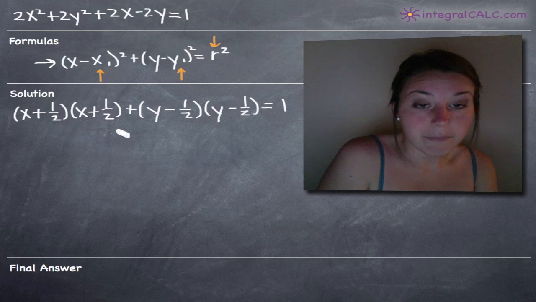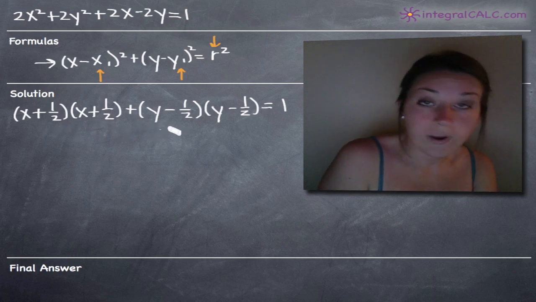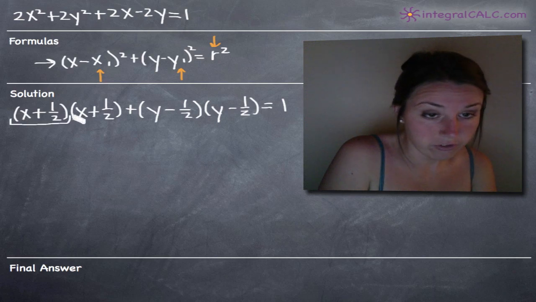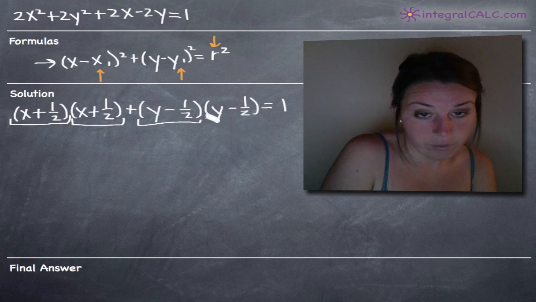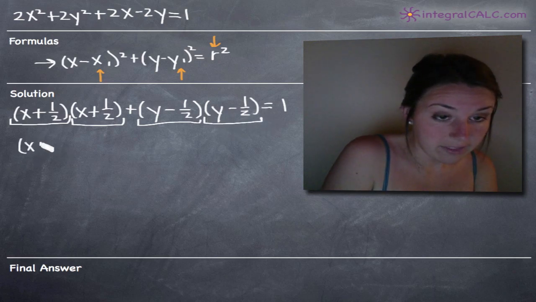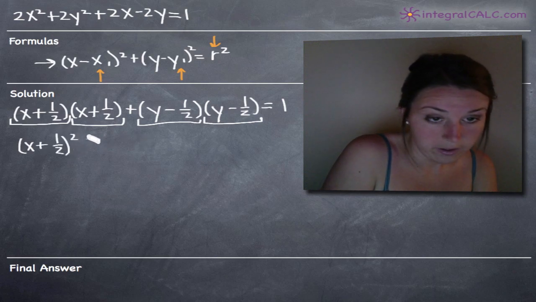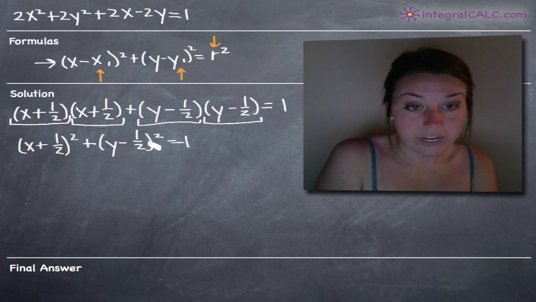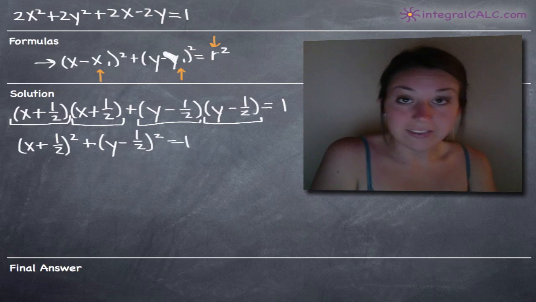And now notice that both of these are perfect squares. That's the whole point of completing the square, that you're going to get the same factor that's just going to be repeated: x plus 1/2 and x plus 1/2, y minus 1/2 and y minus 1/2. They're identical. So we can rewrite this as the quantity x plus 1/2 squared, and we can rewrite our y terms as the quantity y minus 1/2 squared. And now our equation is in the exact same form as our formula.